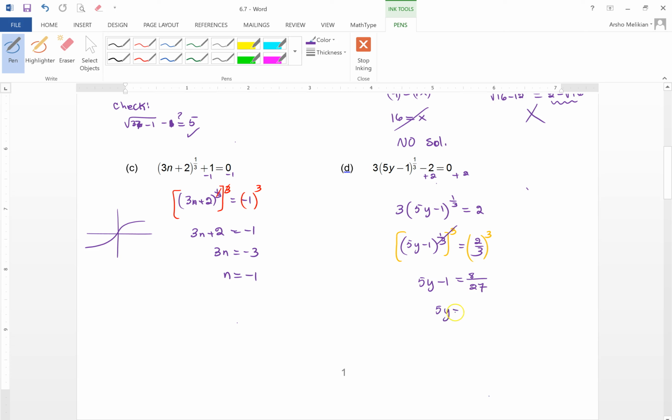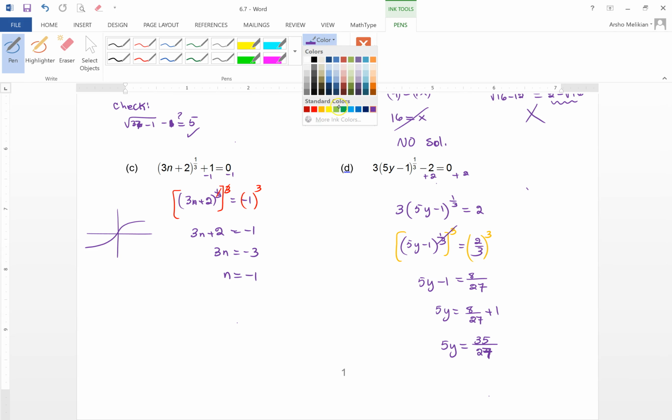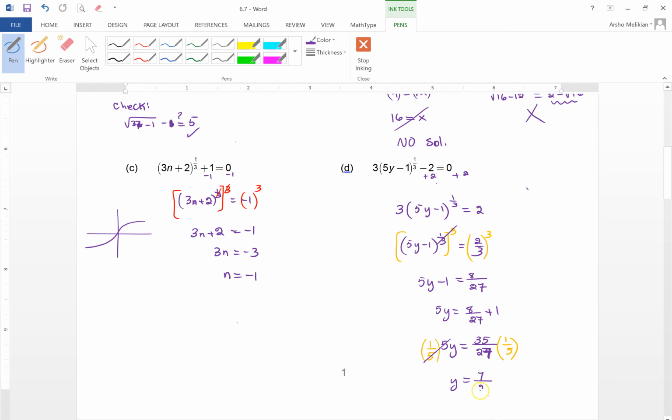So 5y is 8 over 27 plus 1. 5y is 35 over 27. Now, I'm going to divide by 5, which is the same as multiplying by 1 over 5. So y is 7 over 27.